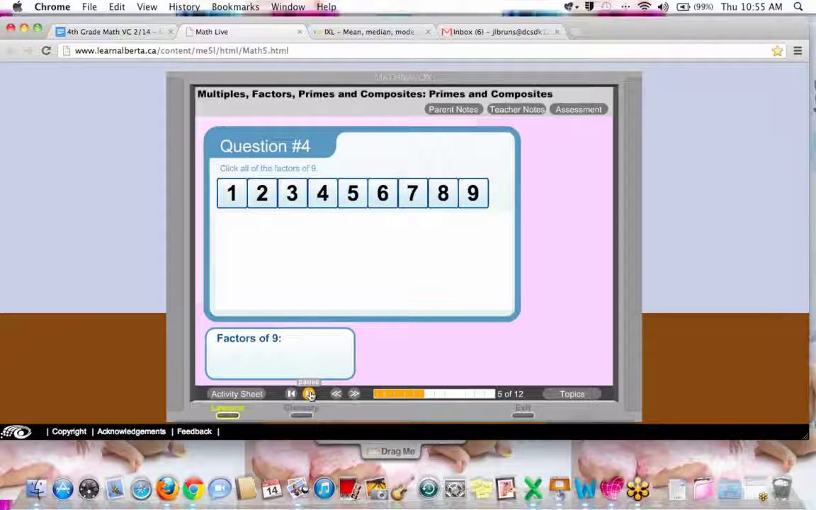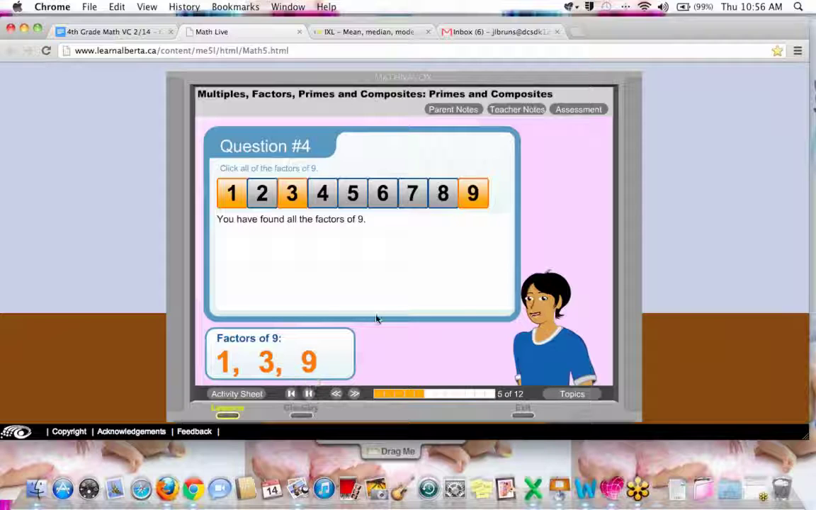Click all the factors of 9. Okay, Vero, give me one set of factors for 9. 1 times 9. Okay, easy enough. Will, give me another set of factors for 9. Another way that I can multiply numbers together to get 9 would be 3 times 3, right? Are there any other numbers, Jaden, that I can multiply together to get a product of 9? No, there's not. Not in this list.